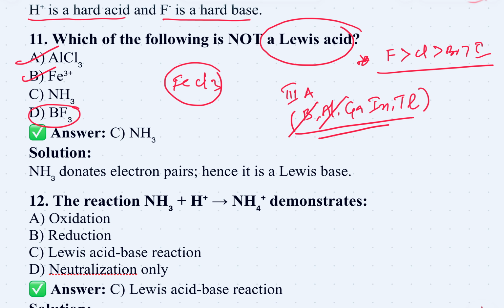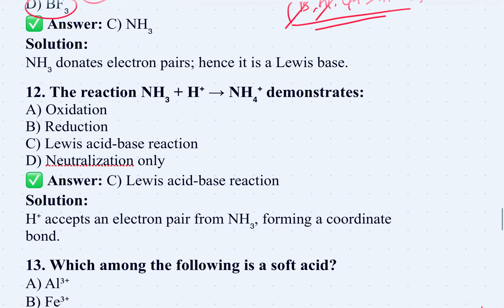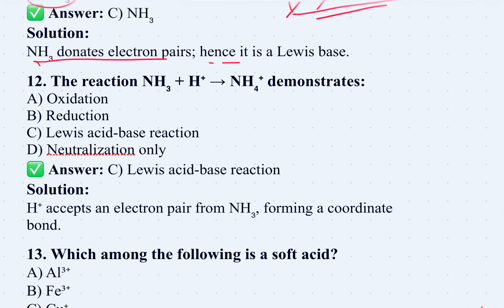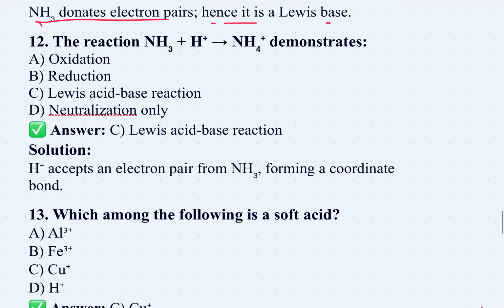Don't forget. Lewis acid. So NH3 is a Lewis base. It is what? Lewis base. It can donate a lone pair of electrons. Clear? Donate the lone pair of electrons. Next one. The interaction between, just now I explained this one.